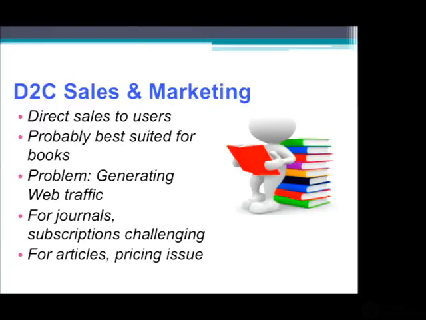It's probably best suited for books. Books are discrete items. You can sell things. But there's a challenge. And if you do this, if any of you are book publishers, you may have tried this. Most academic and professional book publishers, in fact, do sell books directly from their websites. The catch is that they have no traffic. And no traffic means no sales. And you then say, well, I'm going to invest in building my web traffic.